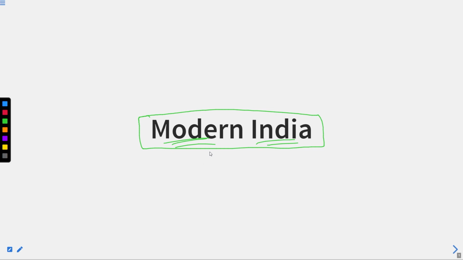So basically, as we know, history is divided into three sections: the ancient, medieval, and modern. Similarly, the history of India has been divided in the same way: ancient, medieval, and modern. So now we are going to talk about the modern because we have completed the first two, ancient and medieval.